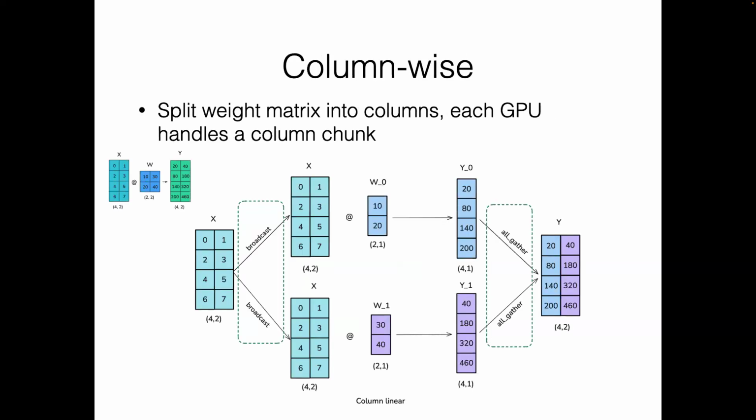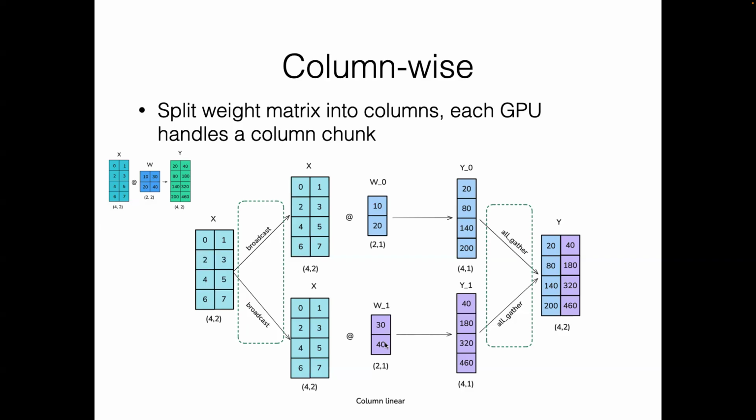So the first way to split things up is to split by the columns. Now you can see that here we have two different GPUs or two different groups. And what we've done is we've taken one column of this weight matrix and given it to each GPU or each group. So now you have to perform this communication here. It's called a broadcast, to basically send the input to each GPU.